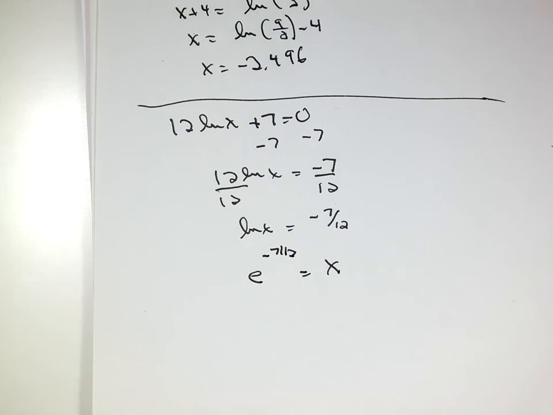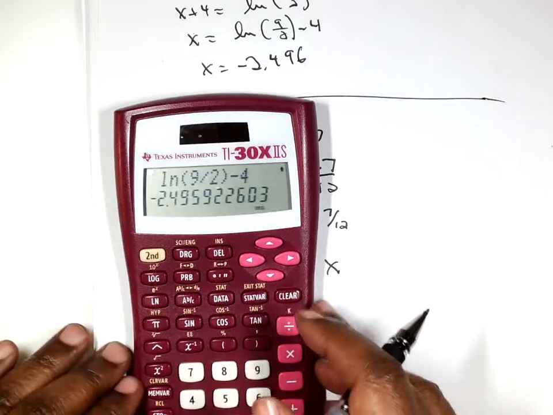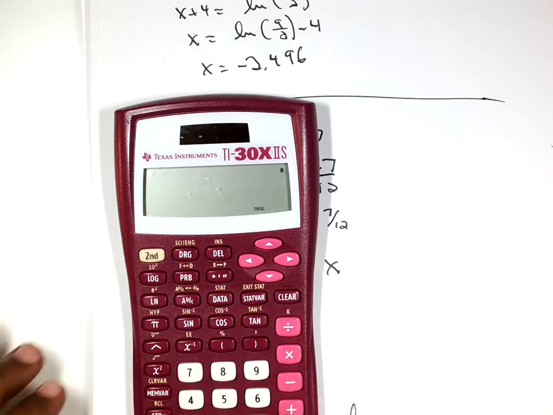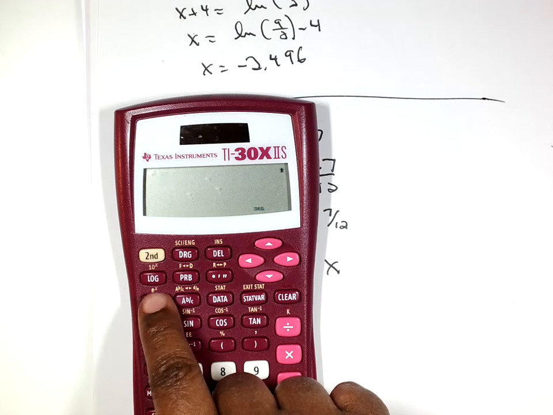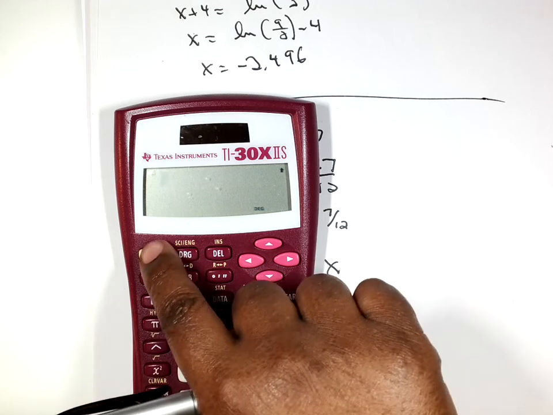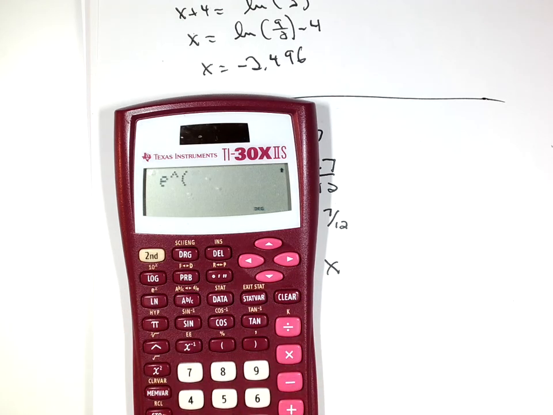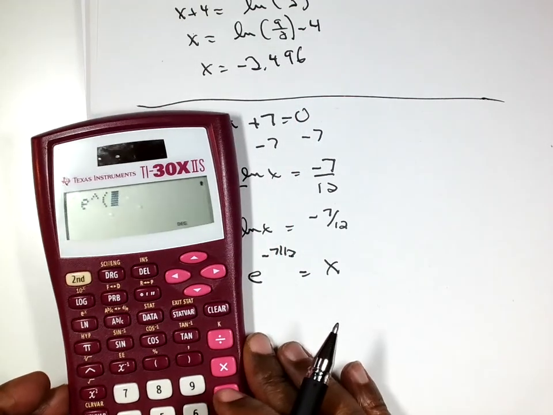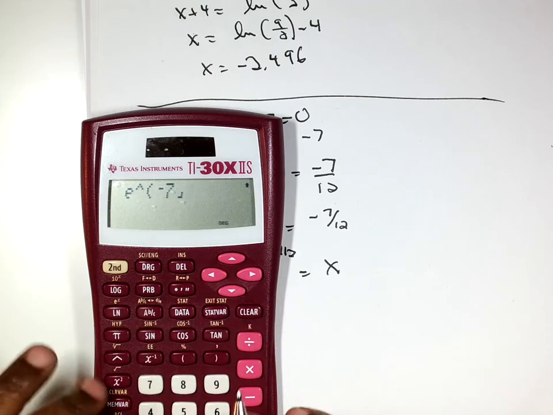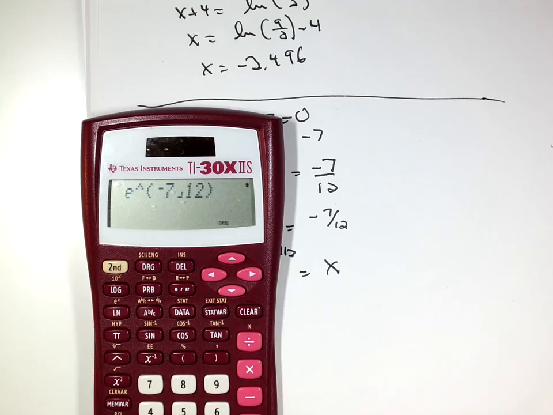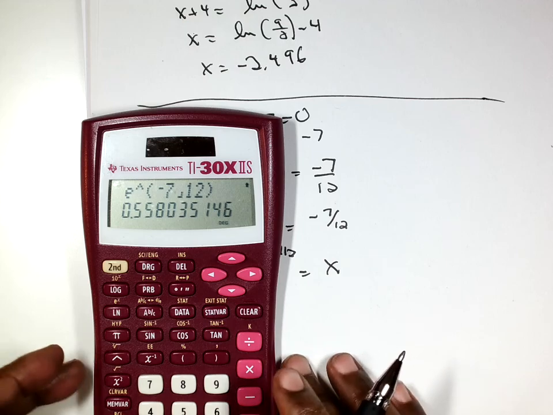Okay, so now I'm going to again put this in my calculator. So I have where that natural log button is. If you can see above it, it's the e to the x. So I hit the second function and then the natural log. So I get the e to the x. And I need to put in a negative 7/12 and close my parenthesis. I use the fraction key. And I get 0.558.